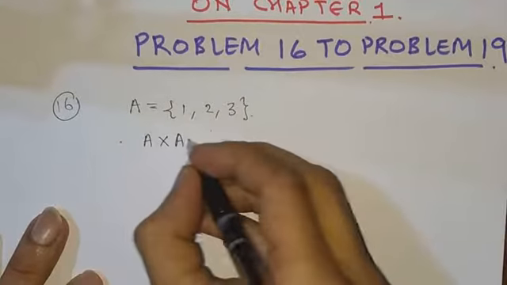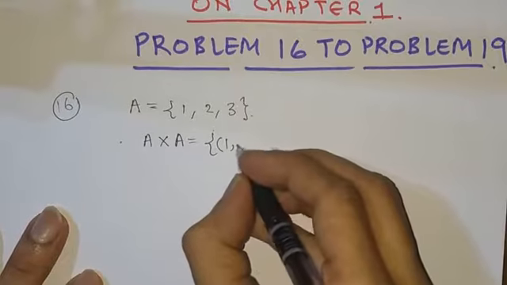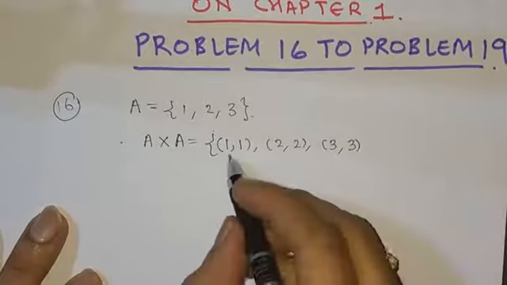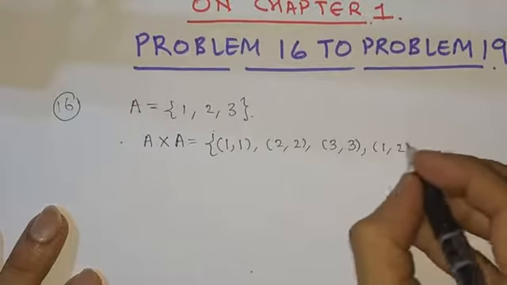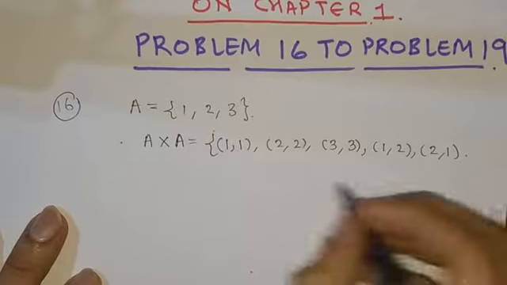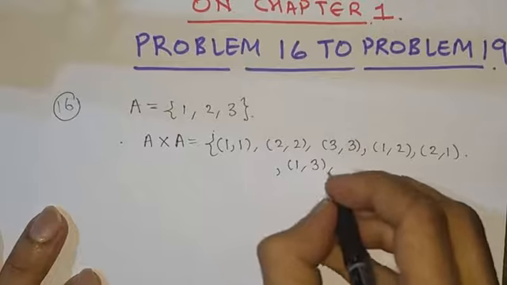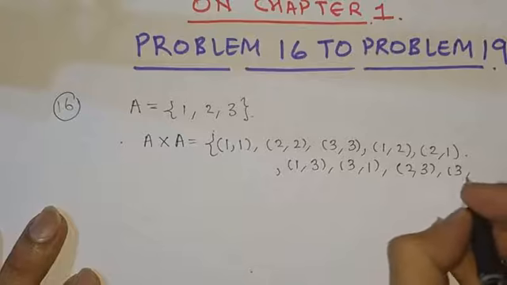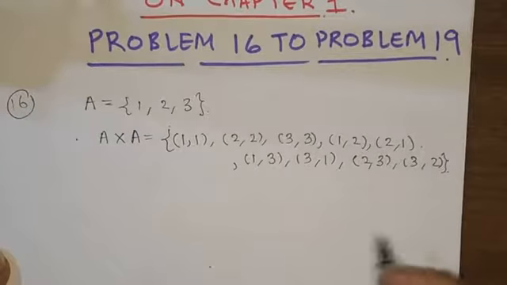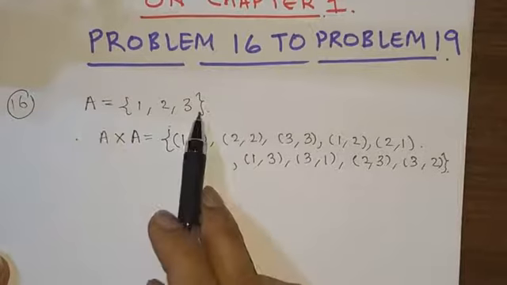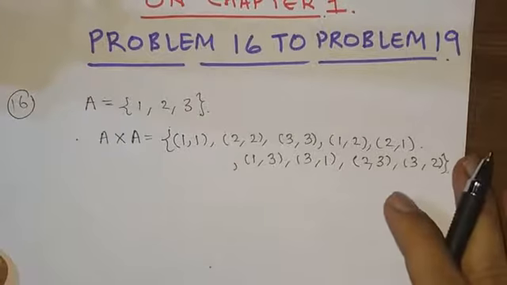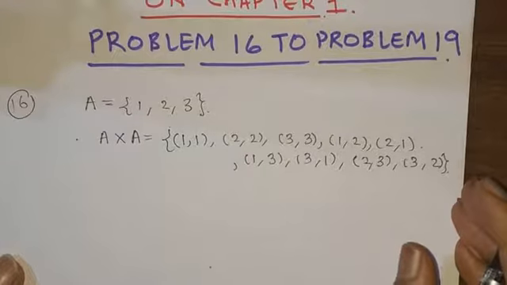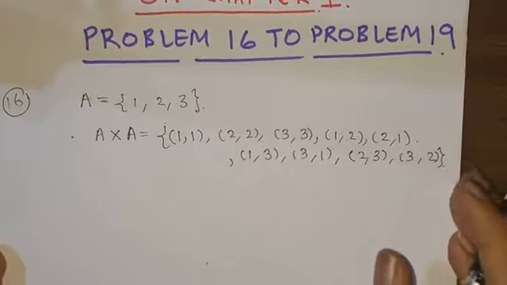you can have here. Okay, so you look at this A cross A, so that will be what? (1, 1), (2, 2), (3, 3), right? Then you will have the elements (1, 2), (2, 1), okay? Then (1, 3), (3, 1), then (2, 3), (3, 2), okay? So this is the largest relation that you can have on the set A, right? Now we have to find what? We have to find the relation containing (1, 2) and (1, 3) which is reflexive and symmetric but not transitive.